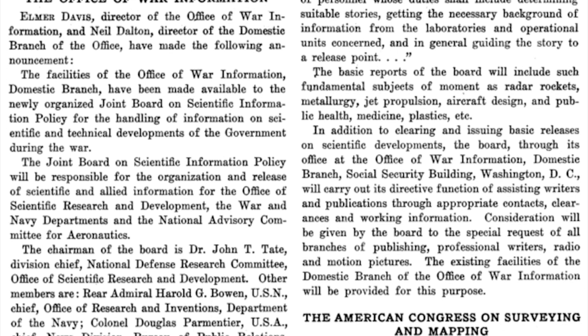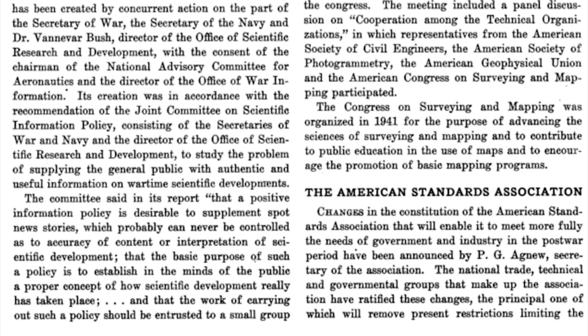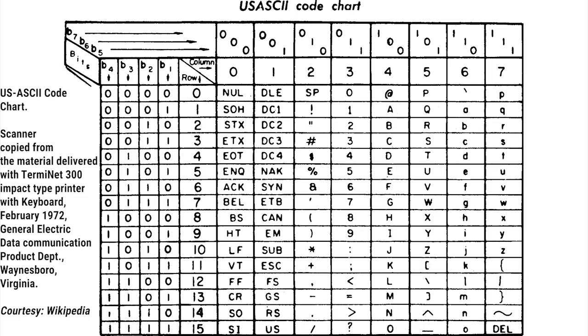In 1963, the X3, which was a part of the American Standards Association, which later became known as the American National Standards Institute, or ANSI, created the ASCII code. ASCII stands for American Standard Code for Information Interchange. It's a simple 7-bit code that is used to define plain text characters. It is this code that is used to this very day. When you press a letter, a number, or a symbol on your keyboard, ASCII is the code that translates that key press to the character you see on your screen or printer.